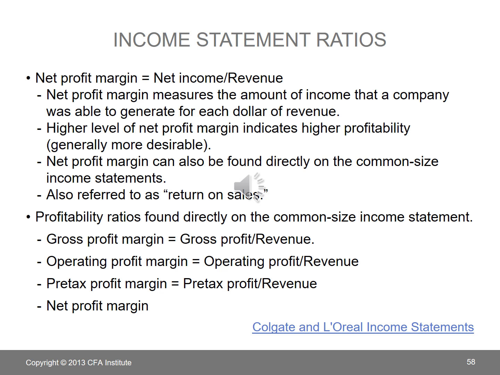The gross profit margin measures the amount of gross profit that a company generated for each dollar of revenue. And of course, a higher level of gross profit margin indicates higher profitability and thus is generally more desirable. Although differences in gross profit margin across companies reflect differences in company strategies. For example, consider a company pursuing a strategy of selling a differentiated product, e.g. differentiated based on brand name, quality, superior technology, or patent protection. The company would likely be able to sell the differentiated product at a higher price than a similar but undifferentiated product, and therefore would likely show a higher gross profit margin than a company selling an undifferentiated product.